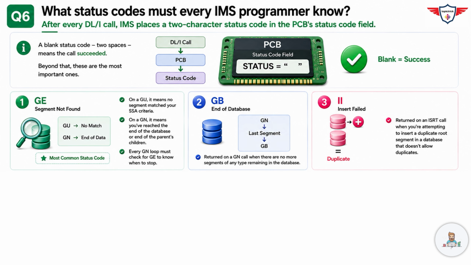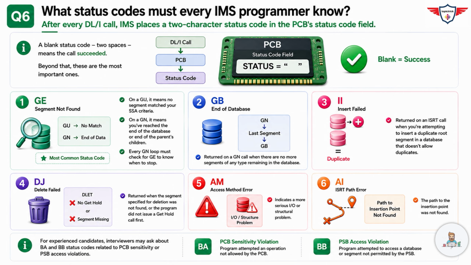So the very first one is GE, that is segment not found. And this is the most common non-blank code. On a GU, it means no segment matches your SSA criteria. And on a GN call, it means you reached the end of the database or the end of the parent's children. So in your program, you should carefully design your get next loop. And if you're getting GE as your status code, then you should stop the processing.